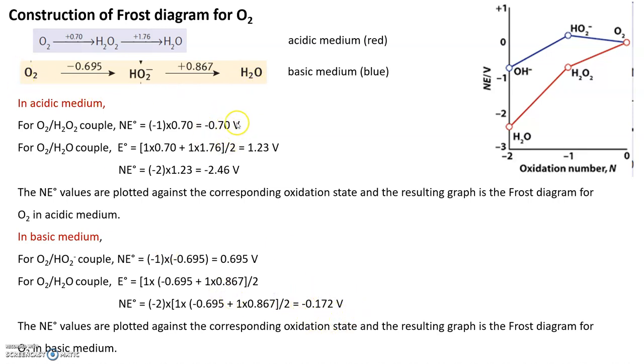Now if I plot this value against the corresponding oxidation number, say 0, -1, -2. For 0, it will be 0, so align with 0 values. Then for -1, the value is -0.70, around 0.70. If you draw the diagram qualitatively, it will be fine. Then for this, it is -2.46, which is around -2.5.